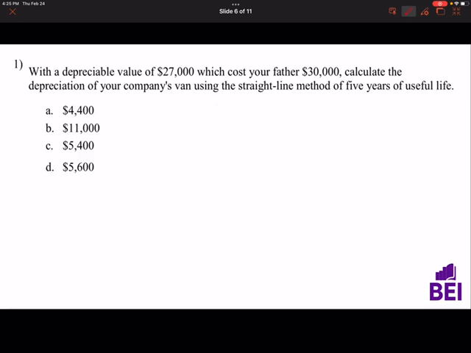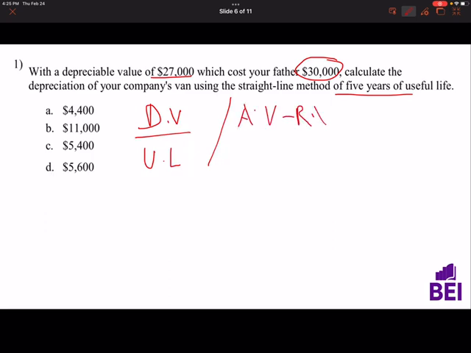So this is a slightly trickier question because it's kind of like a trick question. They're going to give you a value that you don't really need. So let's look at it. With a depreciable value of $27,000, which cost your father $30,000, calculate the depreciation of your company's van using the straight line method with 5 years of useful life. Here we have the depreciable value and we have the estimated useful life. So this is all we need for the formula, because depreciable value divided by useful life is going to give you depreciation per year. But they've given you the asset value.